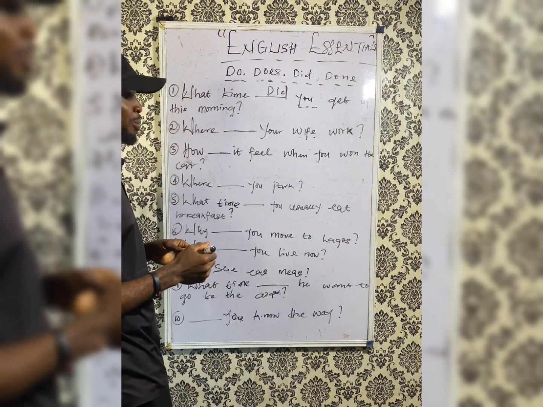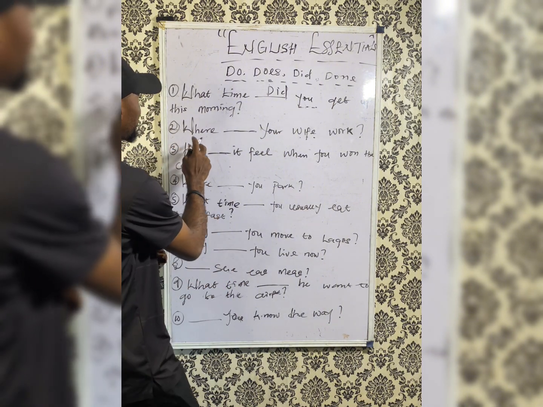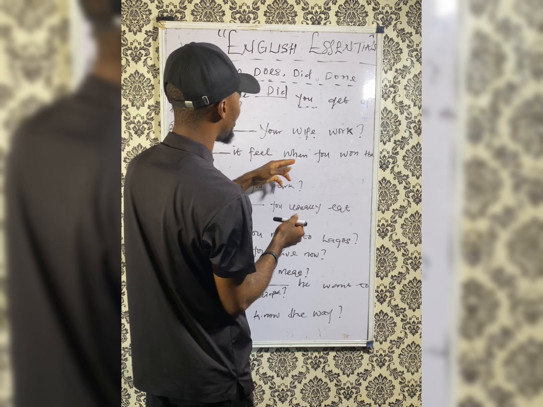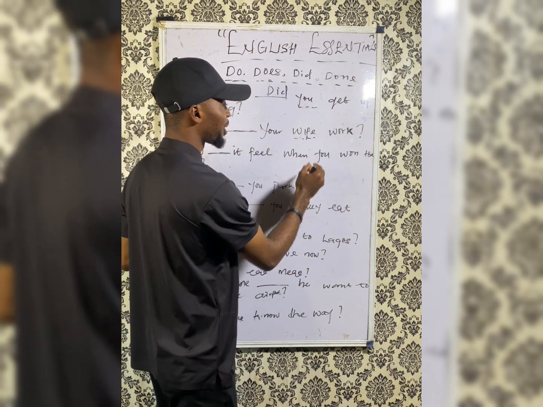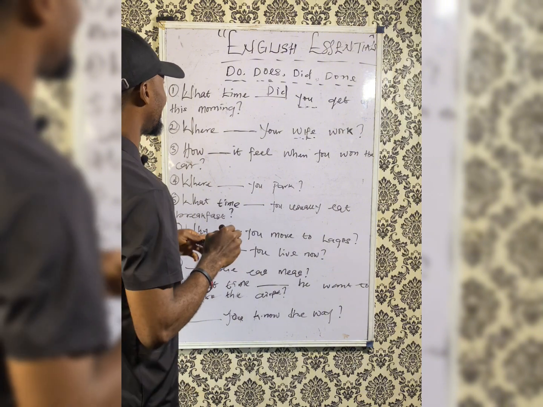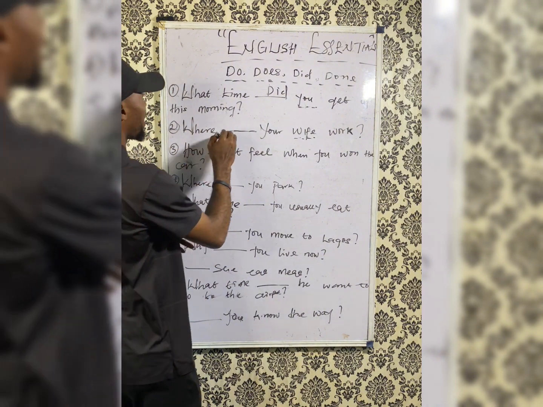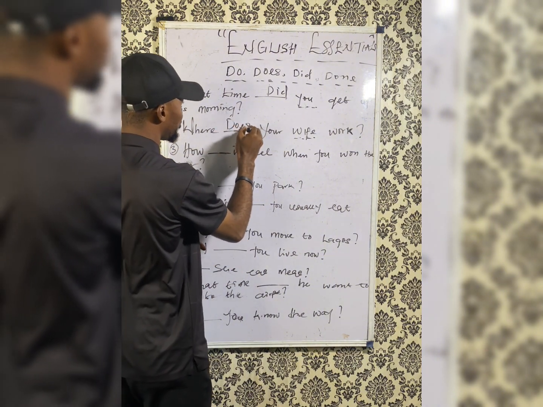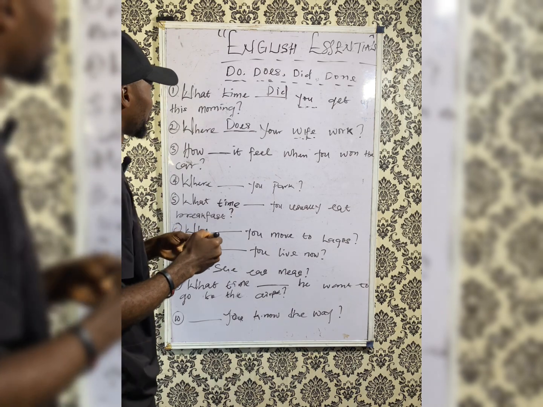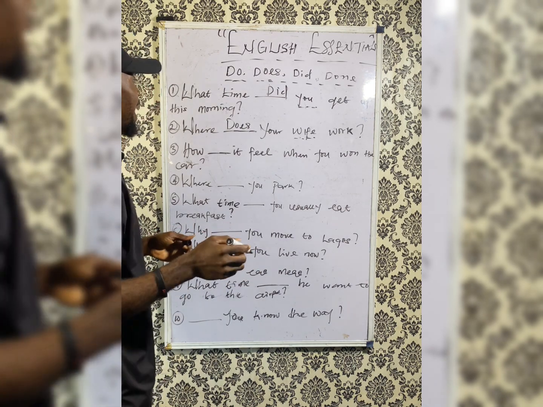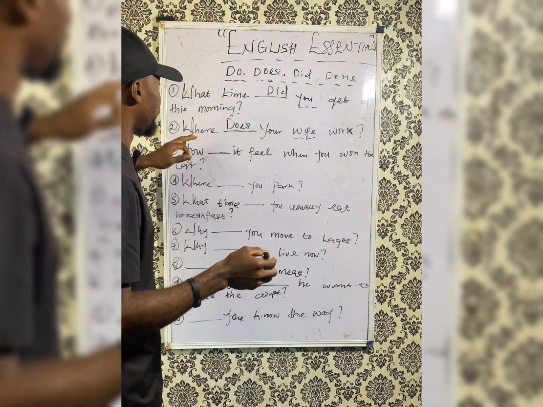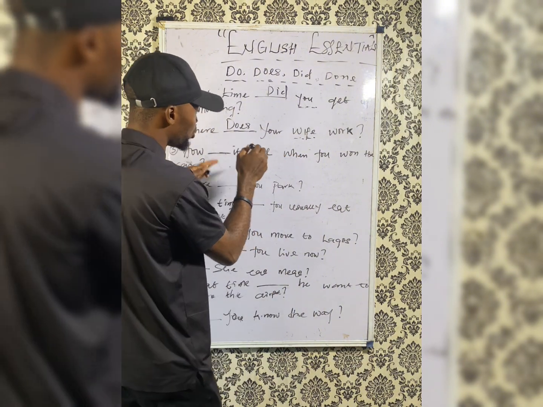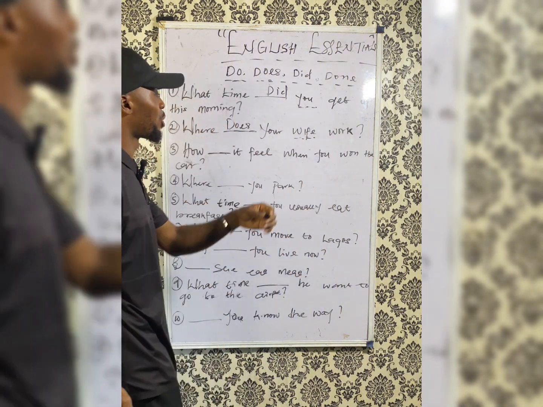Let's go straight to number two. Number two says, where does your wife work? This wife here is talking about one person. So which means, where does your wife work? Not where do your wife work. Assuming the person in this number two has many wives, we now say, where do your wives work?